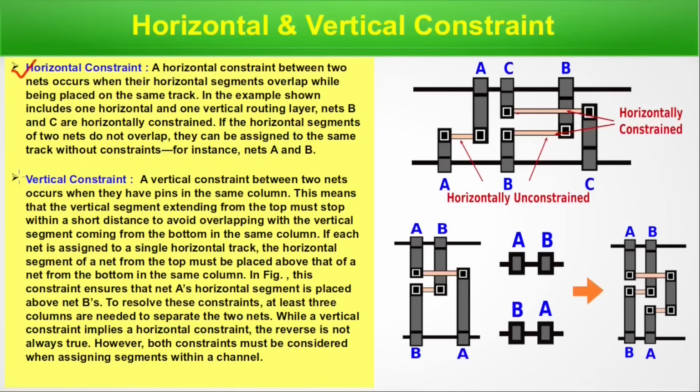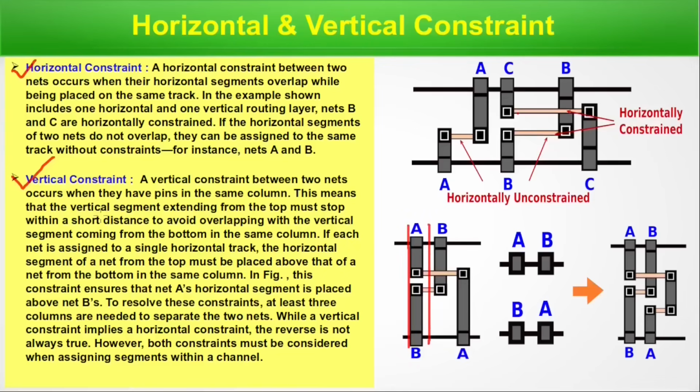And vertical constraint. A vertical constraint exists between two nets when they have pins in the same column. Look, A and B, they are in the same column. Here B and A are not in the same column, although here A and B are in the same column.